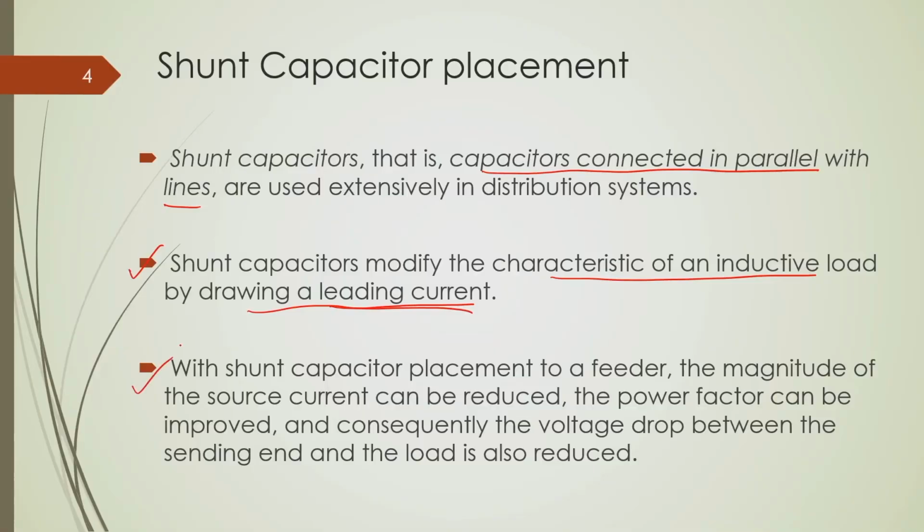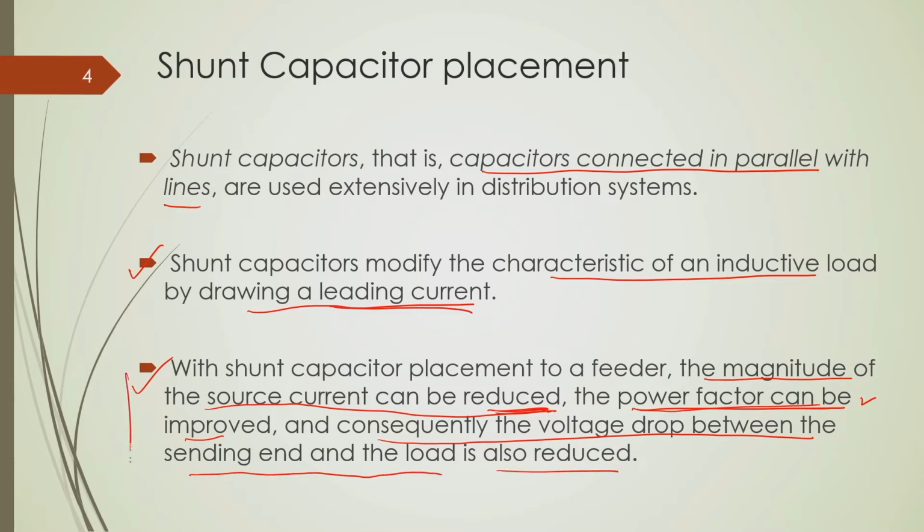Okay. Now, with shunt capacitor placement to a feeder, the magnitude of source current can be reduced. This I will in fact discuss with an example, why it is so, and power factor can be improved. Again I will discuss with an example how it is happening, and consequently the voltage drop between the sending end and the load end is also reduced. So, all this I will explain with an example in one of my slides after a few minutes of today's lecture. Okay.